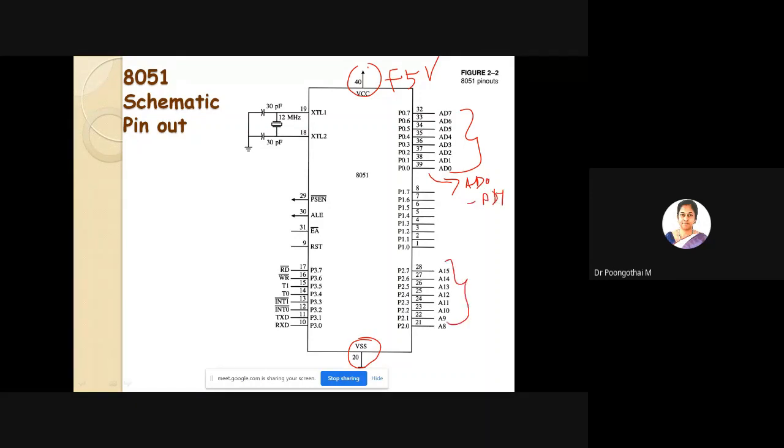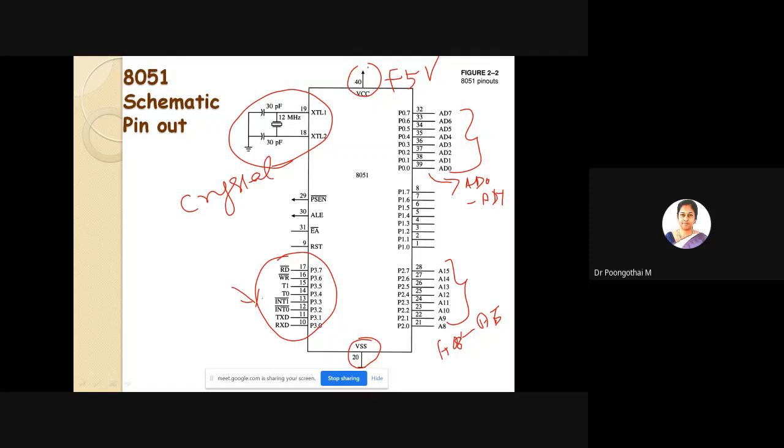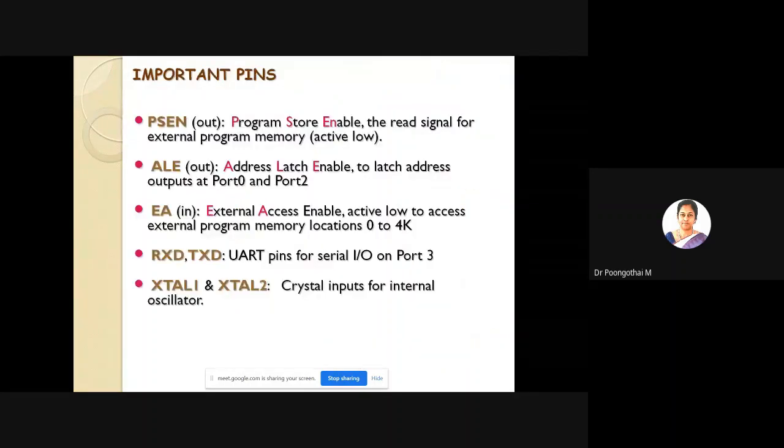And port 2 acts as the higher order address bus, A8 to A15, and it will have multiple functions. And this is for the crystal oscillator for clock generation. So the remaining pins, except your IO, are program store enable, address latch enable, external access enable, and this is port 3 and crystal inputs.